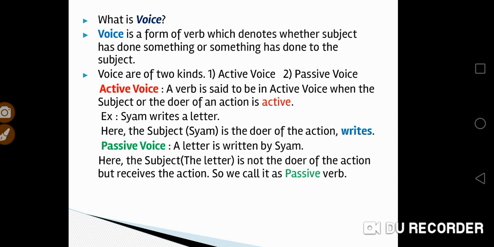Passive voice. A letter is written by Shyam. Here, the subject, the letter, is not the doer of the action, but receives the action. So, we call it a passive verb.